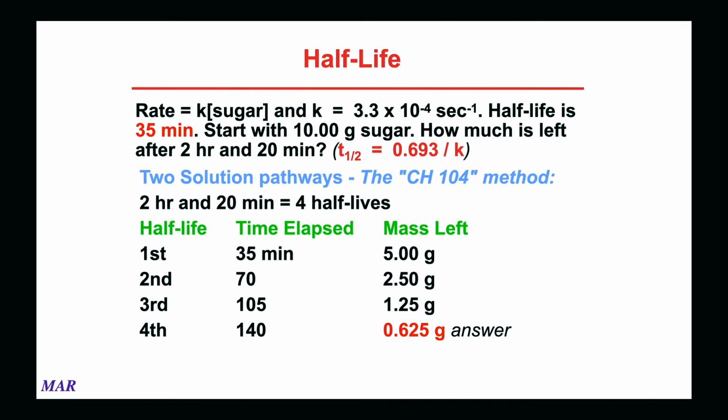Third half-life, fourth half-life, you're at 140 minutes, 0.625. 0.625 grams is the answer. And this way is awesome if your time elapsed is a whole number of half-lives, like exactly 4. If you have like 3.65 half-lives, then it doesn't work quite as well.